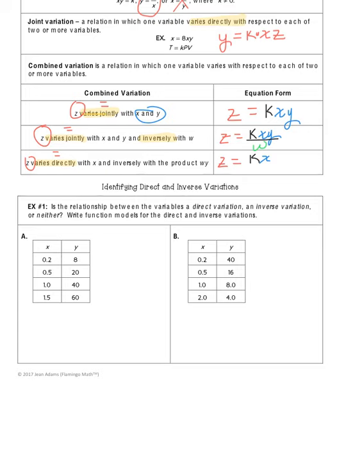and inversely, right here, with the product of w and y. So in the denominator, because inverse variation goes in the denominator, the product of w and y would look like this. So give yourself a pat on the back if you got that correct. Good job.